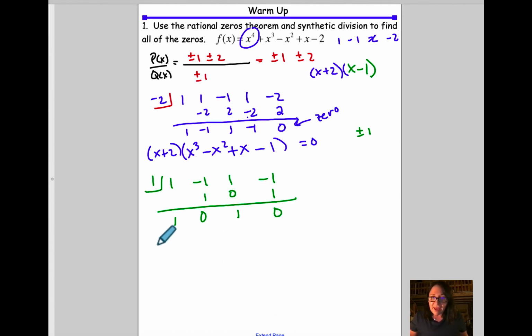So now what's left is this. I'm going to rewrite what I have. I've got x plus 2 times, and you're going to take the opposite of that and the opposite of that.